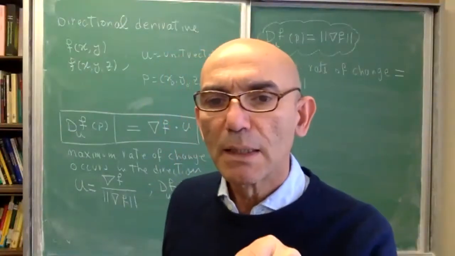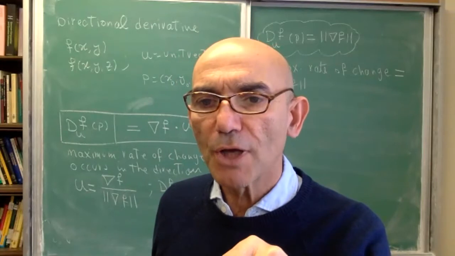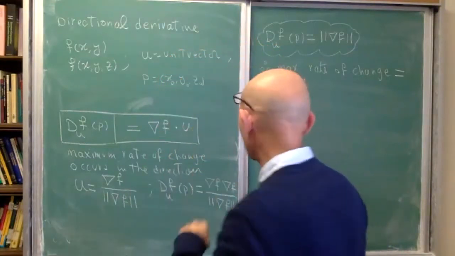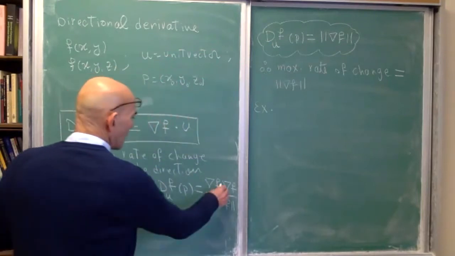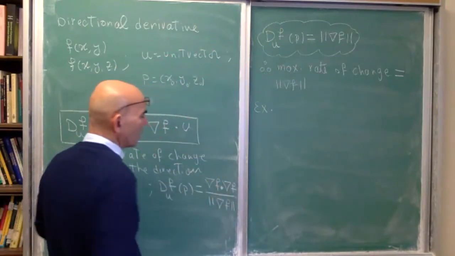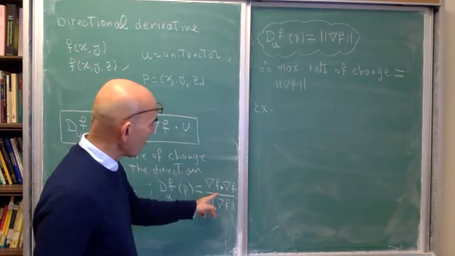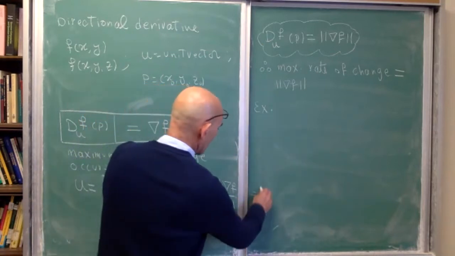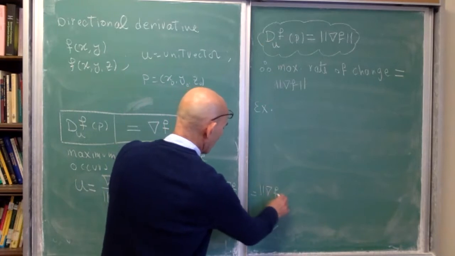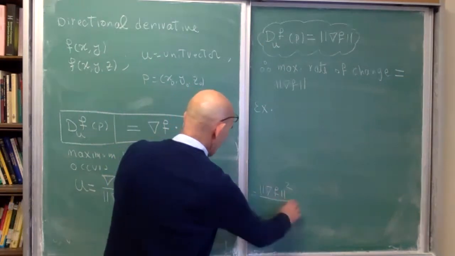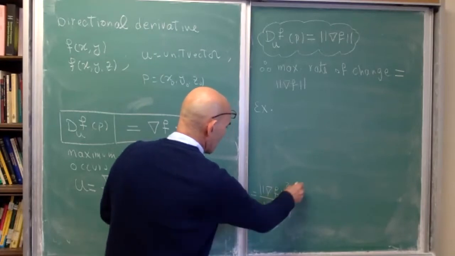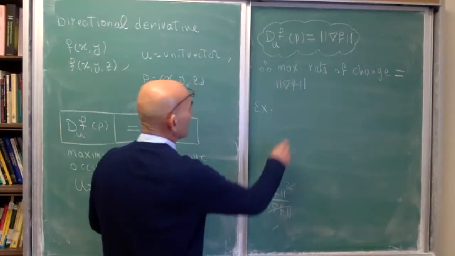Is it the dot product in the numerator? Yes, this is the dot product. Thank you. And I did the simplification. So this is the norm of gradient of f squared divided by the norm of gradient of f. So one factor drops, and then you get the norm of the gradient.